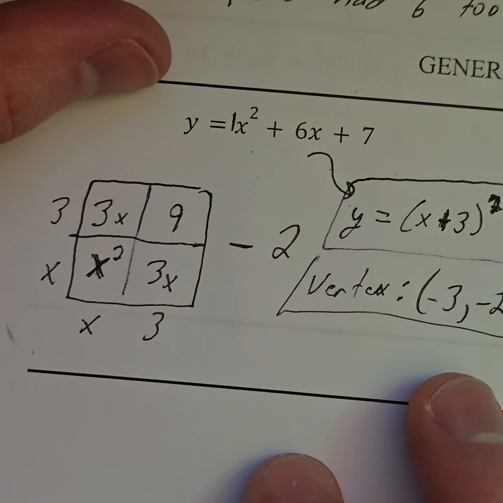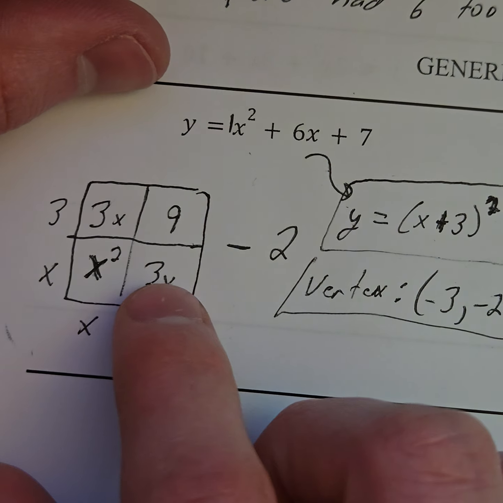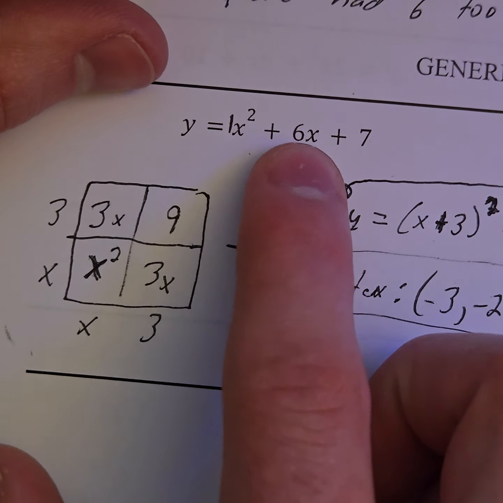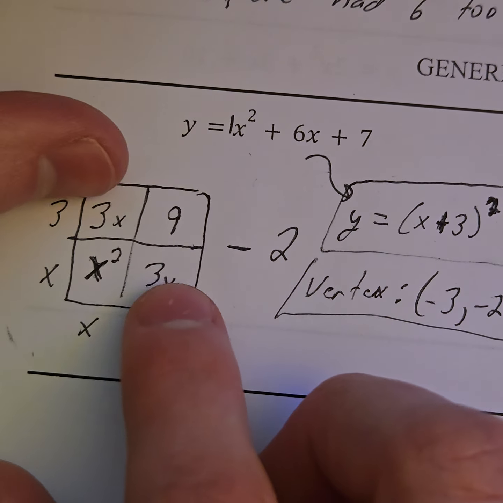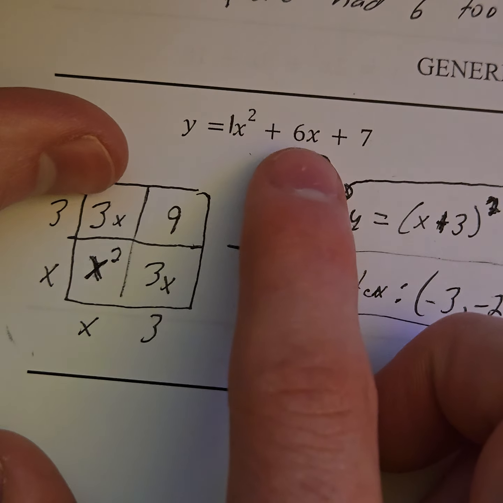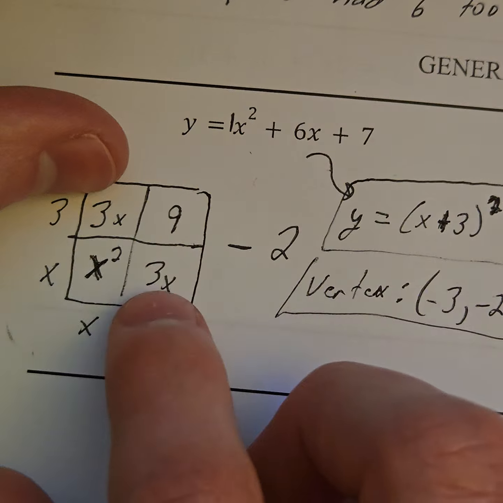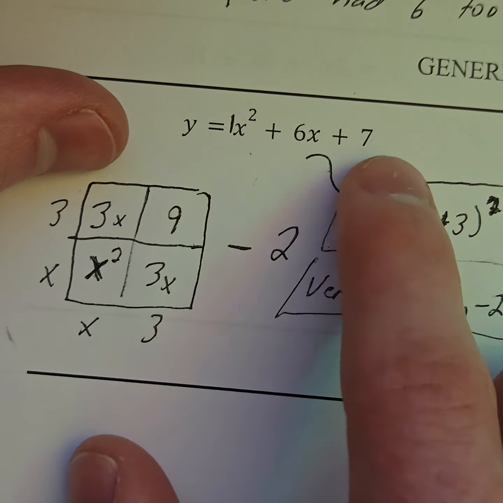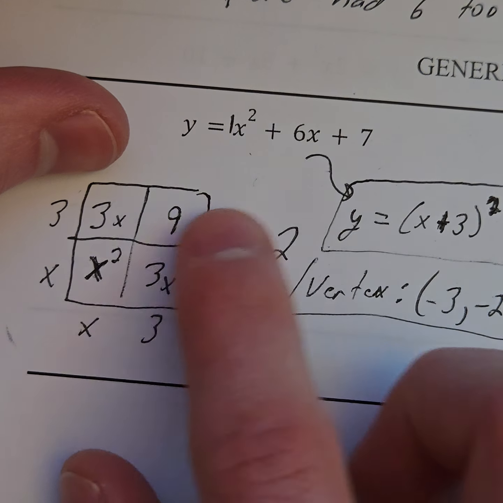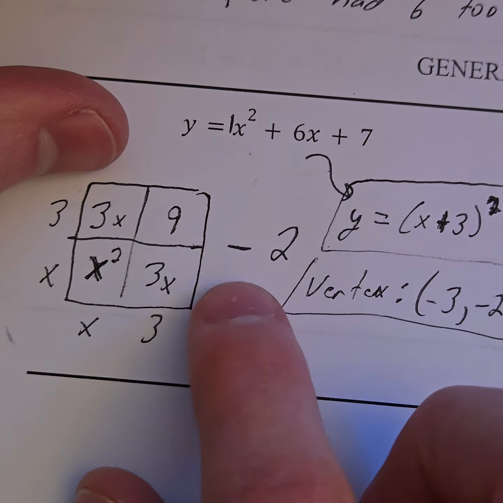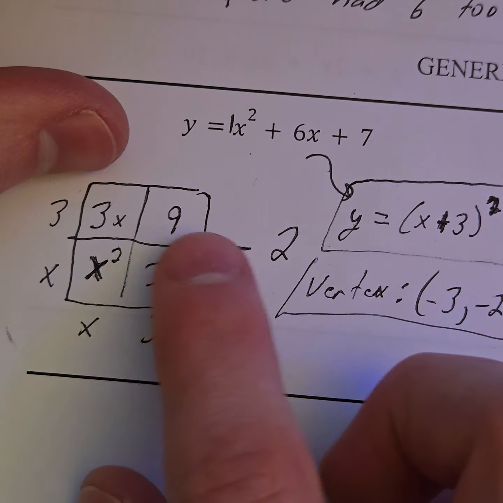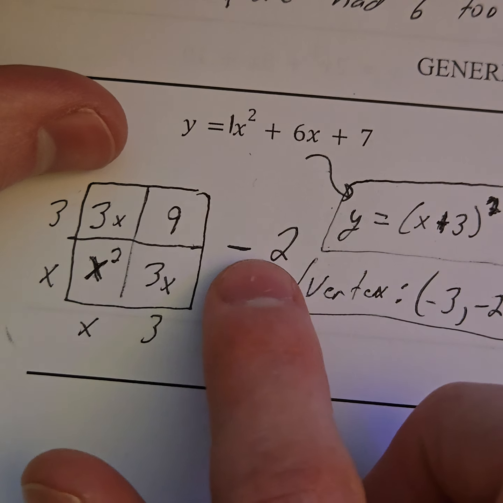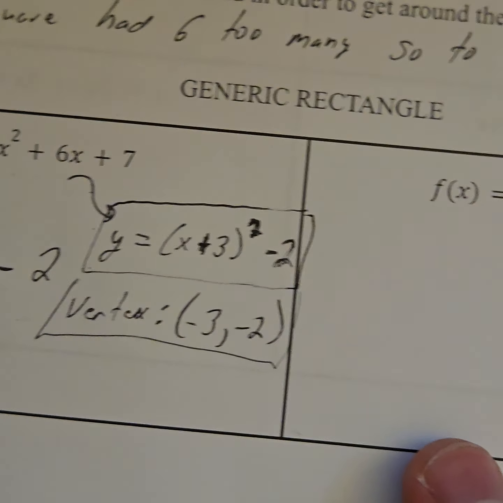So again, start by making your box, put x squared in the bottom left, then you have to split this middle term because you want it to be a square, you want it to be equal. So 3x and 3x is half of 6. We ended up with 9 because 3 times 3 is 9, and we had 7, so we have to go from 9 down to 7, so you subtract 2. Normally you would write a 7 here, but we have to get down to 7, so you subtract 2.